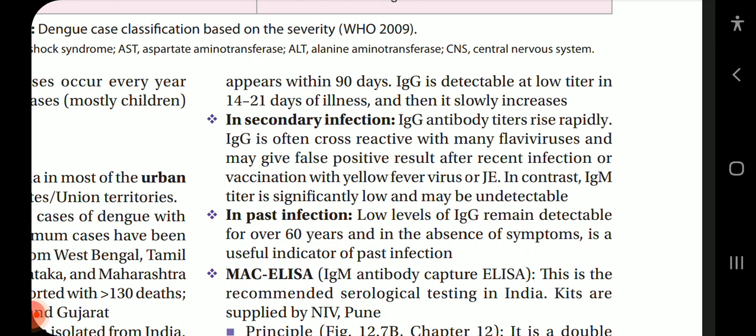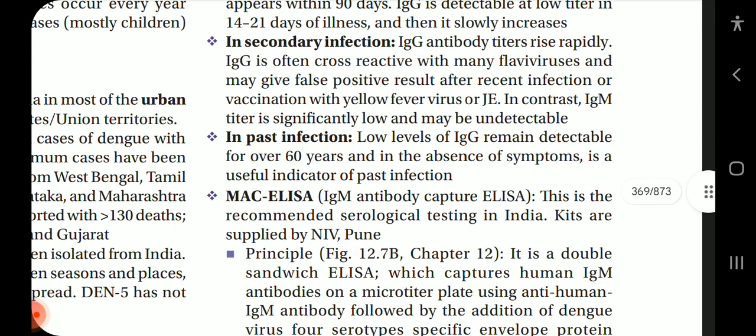IgG is often cross-reactive with many flaviviruses and may give false positive results after recent infection or vaccination with yellow fever virus or JE. In contrast, IgM titer is significantly low and may be undetectable. In past infection, low levels of IgG remain detectable for over 60 years in the absence of symptoms, a useful indicator of past infection.